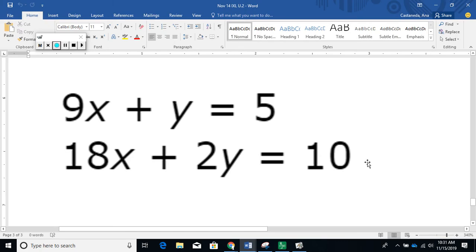Relation. And then the equation is 9x plus y equals 5. You'd think I'd have it memorized. I've done it before. Okay, show me the graph, please.